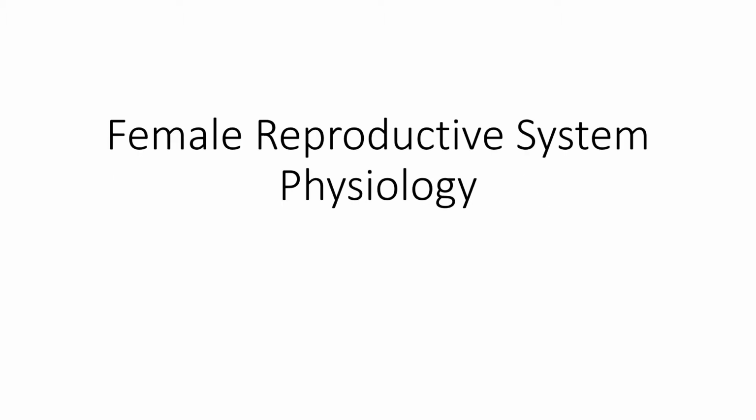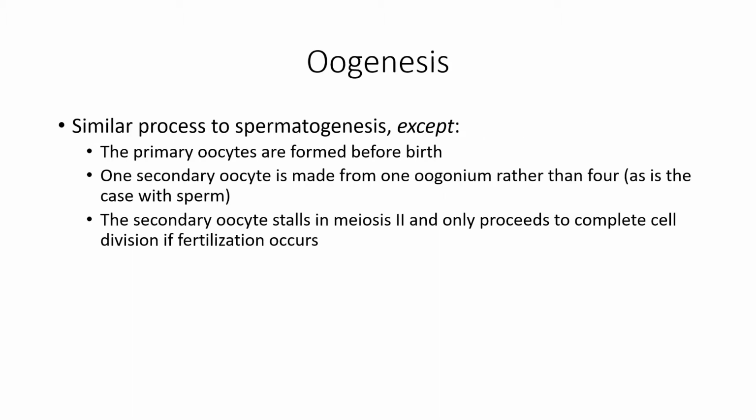Hey everybody, we're going to wrap up the reproductive system chapter with female reproductive system physiology. So that's going to be our topic starting on page 135 in the course pack. We're going to walk through oogenesis first, which is very similar to spermatogenesis with a few big exceptions.